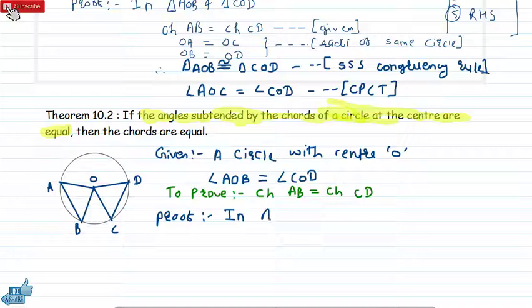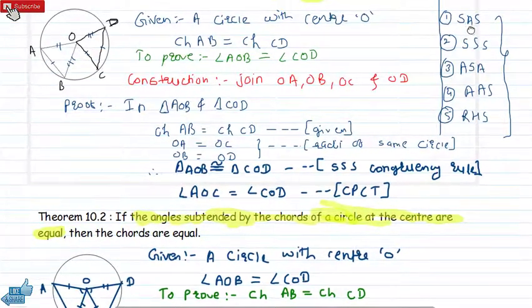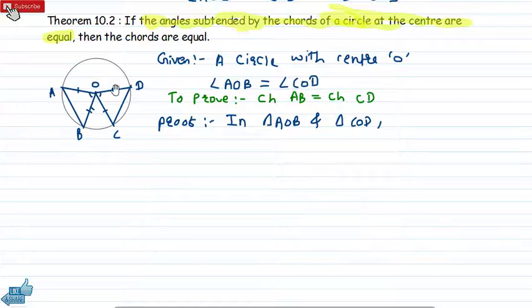In triangle AOB and triangle COD, what can we say? See, the angles are already equal, that is given. And these are the sides which we can say are equal, because they are radii of the same circle. So we can use the first criteria here, that is SAS, side angle side. So we use that one. First of all, write the side. OA is equal to OC. The reason: radii of the same circle.